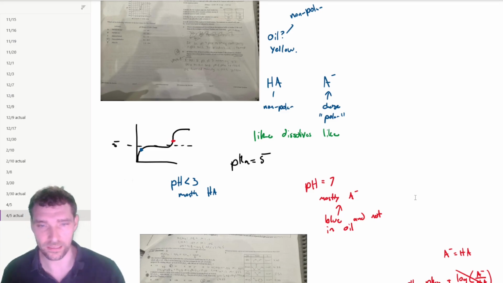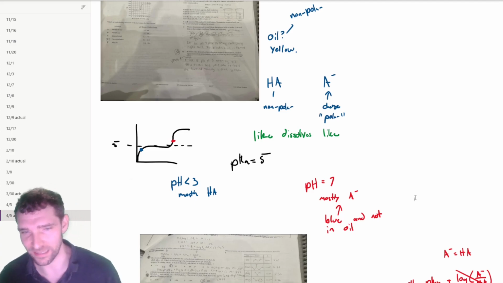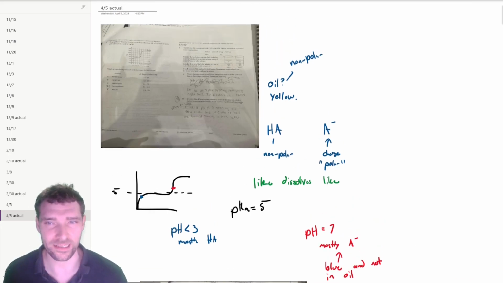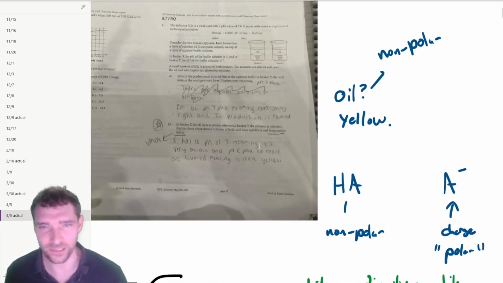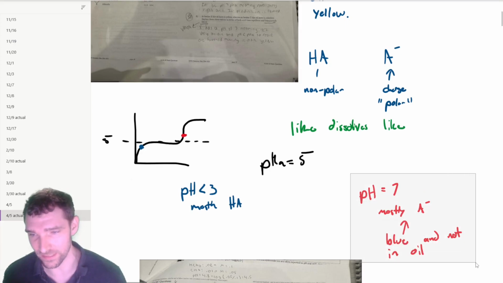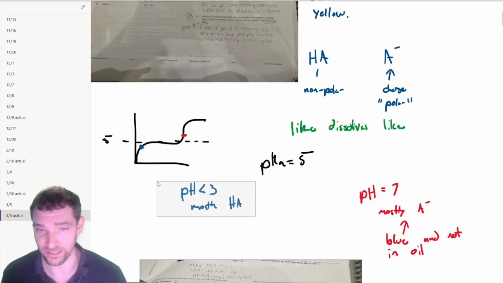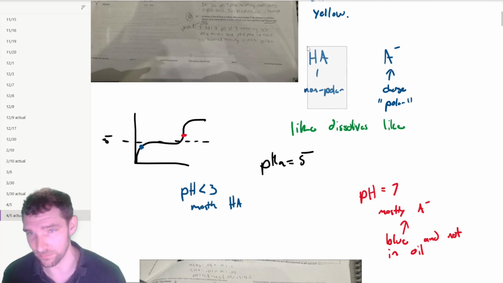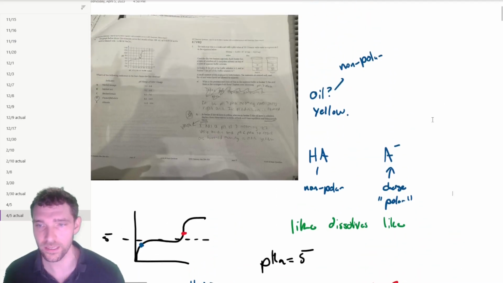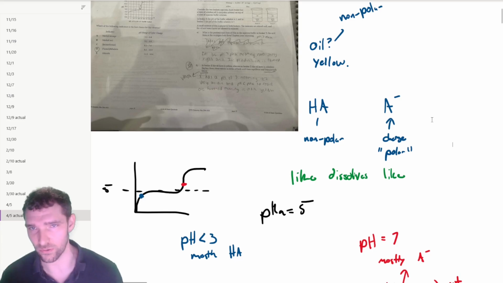So you might think that now we're seeing a lot of the A minus or a lot of HA, so you get those different colors in the solution. But the question was actually asking why the oil turns yellow. The oil's only yellow when we've got the pH of 3. It's not yellow at the pH of 7 because there we have a lot of A minus present. HA is nonpolar, it's not a charged particle. A minus is charged, so it's not going to dissolve in a nonpolar oil. The blue just doesn't dissolve into the oil at all.